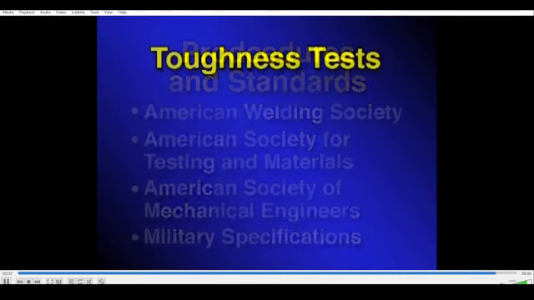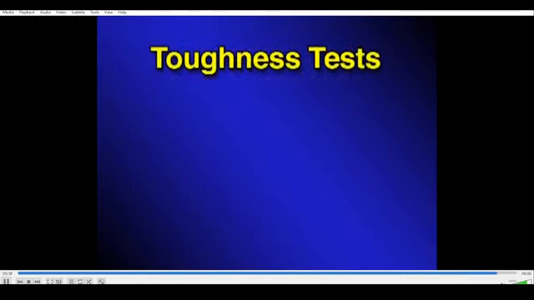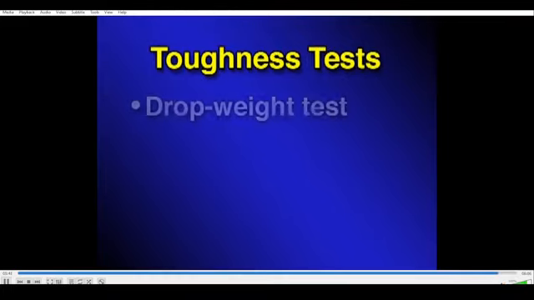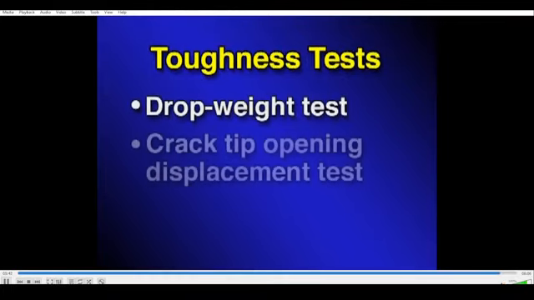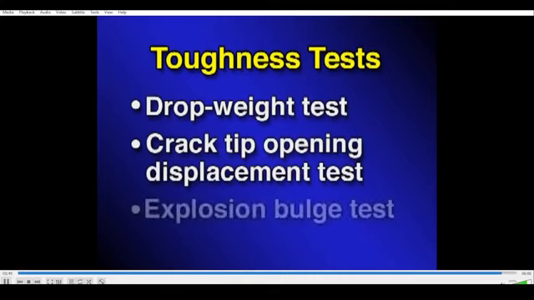Other types of tests used to measure toughness properties include the drop weight test, the crack tip opening displacement test, and the explosion bulge test. Although not as common as the Charpy test, they may be specified by some quality specifications.